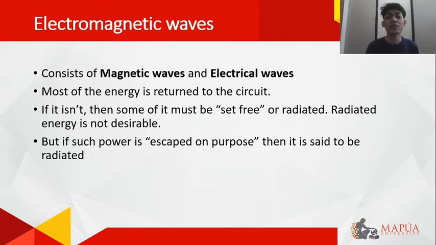An example of a transverse wave is an electromagnetic wave. An electromagnetic wave consists of magnetic waves and electrical waves. Most of the energy in this type of wave is returned to the circuit. If it isn't, then some of it must be set free, or radiated. Radiated energy is not desirable, but if such power is escaped on purpose, then it is said to be radiated.